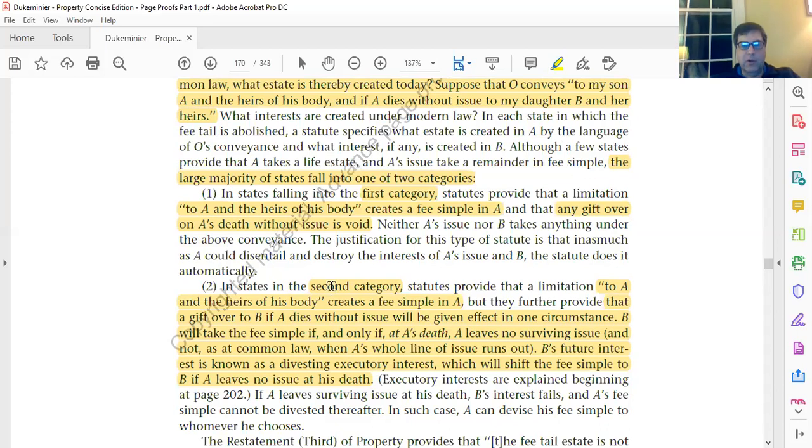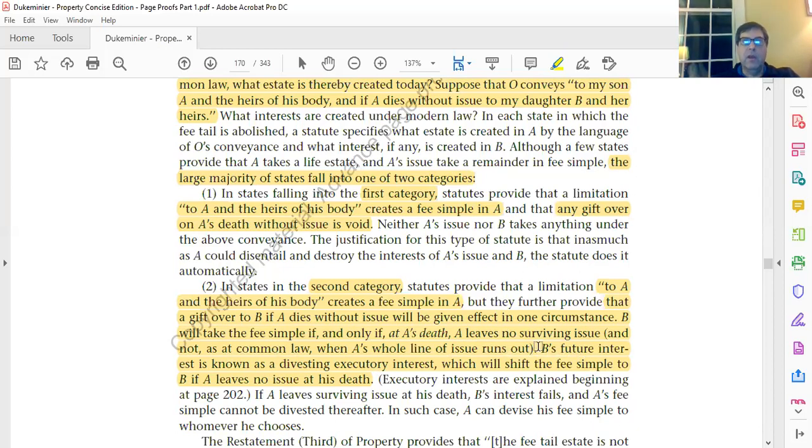The second category, category two jurisdictions, treats that language a bit differently. It says to A and the heirs of his body creates a fee simple in A. So far we're tracking with category one. But the gift over to B, if A dies without issue, will be given effect in one circumstance. B will take the fee simple if and only if at A's death, A leaves no surviving issue, and not, as at common law, when A's whole line of issue runs out.